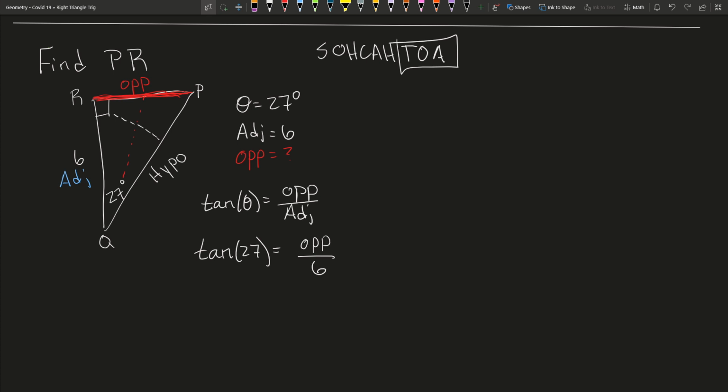Okay, now I'm going to tell you how I do it, and you can do this one of two ways. What I like to do is to get the opposite side by itself on paper first. That way we're not doing any mental math, we're not trying to do anything in our head. In order to get the opposite side by itself, we multiply both sides by 6. So the opposite side then is equal to 6 times the tangent of 27 degrees.